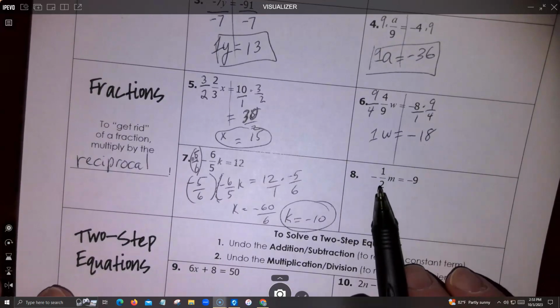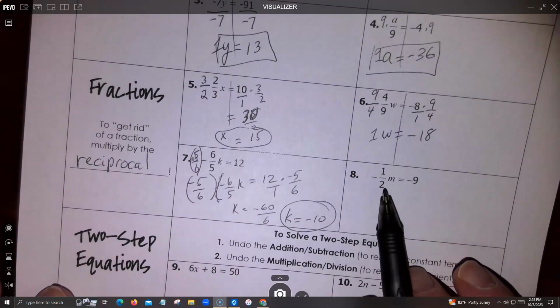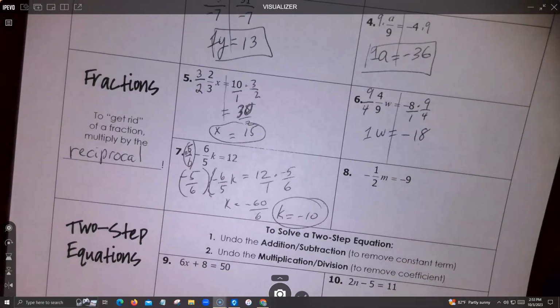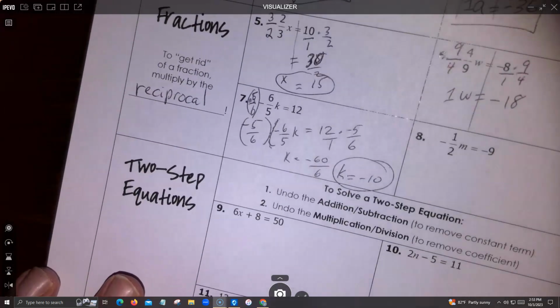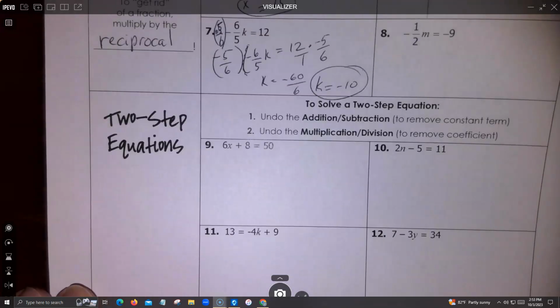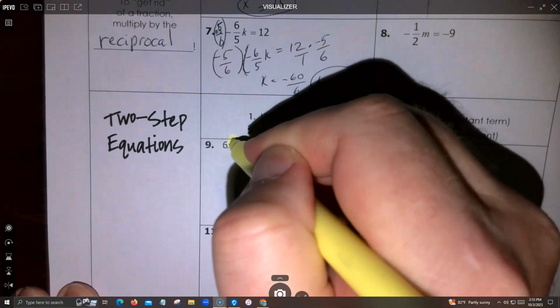Now this one, again, you see 1 over 2, just put 2 over 1. So it's not too bad. All right, 2 steps means it takes 2 steps to do these equations. So what your goal is to get to the letter. Your goal is to get to this letter right here.